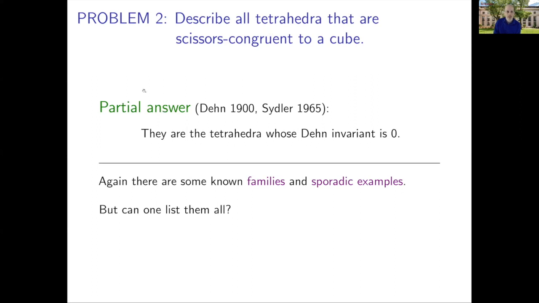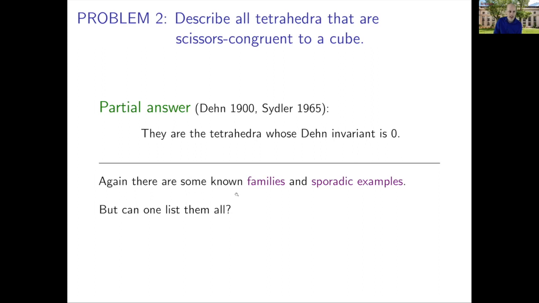There's a partial answer to this in terms of this Dehn invariant. For any given tetrahedron, you can easily test whether it is or is not scissors congruent to a cube. You just have to compute this invariant. But the real problem then is to describe them all. Like, what are the tetrahedra that have this invariant equal to 0?